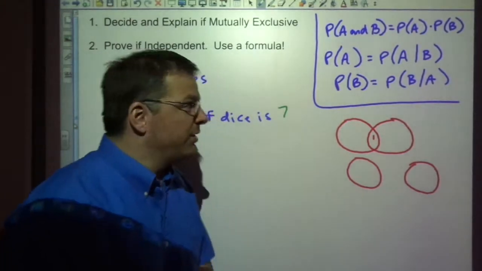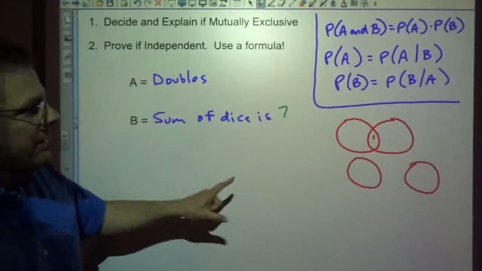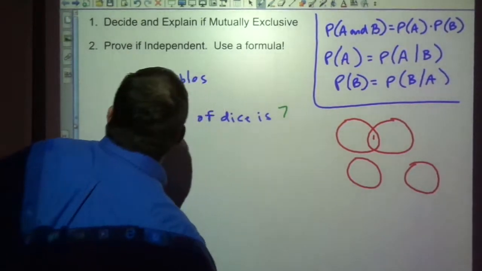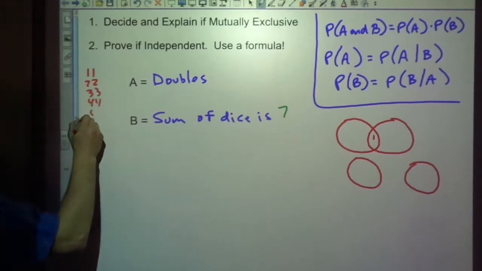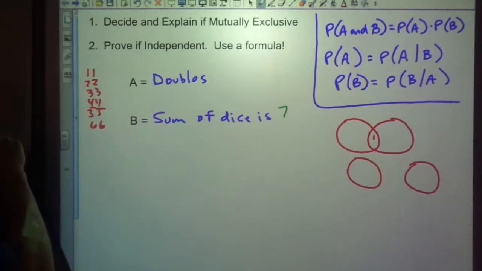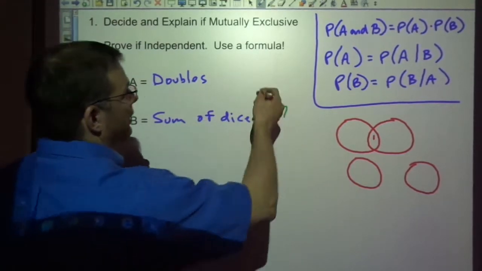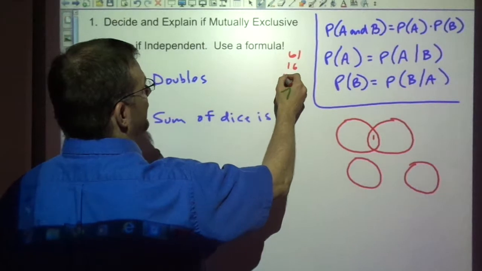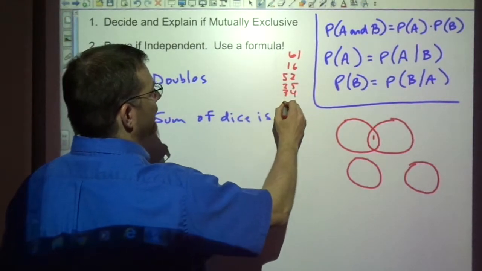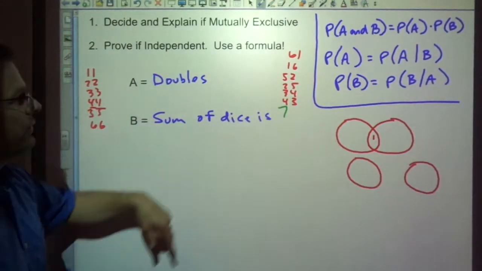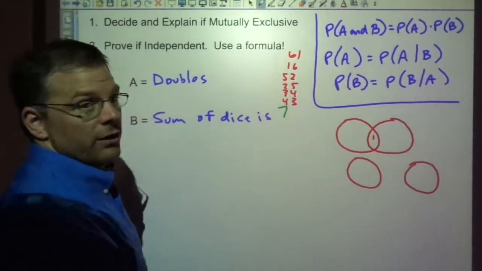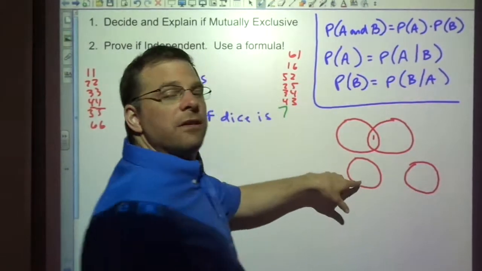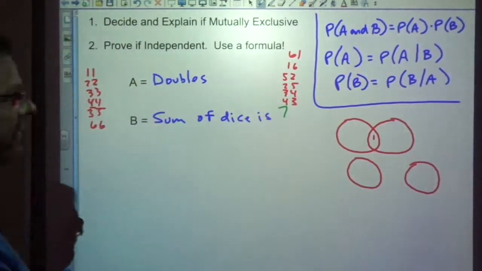Okay, problem number 2. A and B. Is there an overlap? Well, let's think about the rolls that we have as possibilities. The doubles are 1, 1, 2, 2, 3, 3, 4, 4, 5, 5, 6, 6. The ones that sum up to be 7 are 6, 1, 1, 6, 5, 2, 2, 5, 3, 4, and 4, 3. So 6 of these rolls, 6 of these rolls. The question now is, are there any that are in both groups? Any that are both doubles and also add up to be 7? No, there are not. So that is this picture. We would say that these events are mutually exclusive because they cannot both happen at the same time.